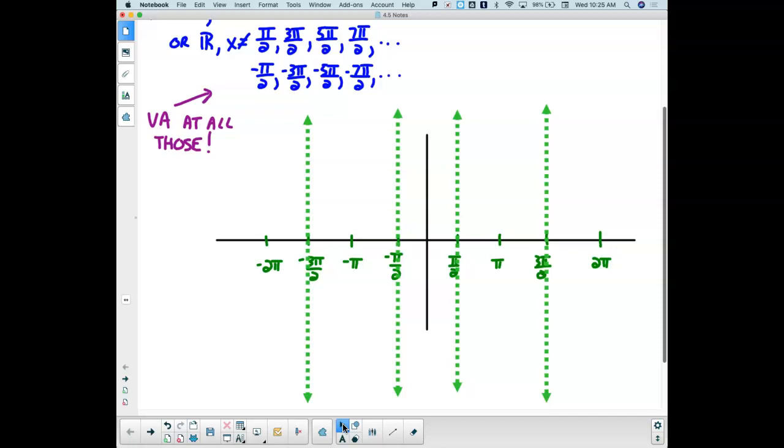Can my function ever cross a vertical asymptote? No. So I'm going to have zones that I'm going to have functions in. When would my function, let's call it tangent of x, when would that function be equal to 0?